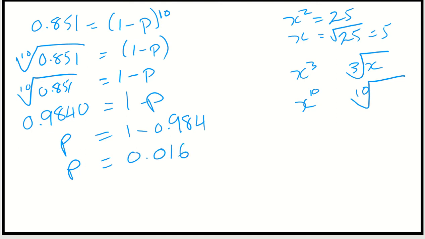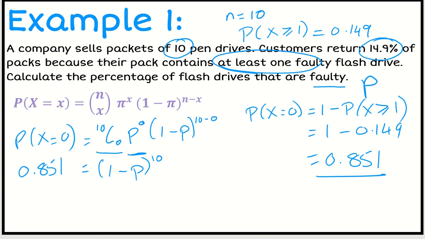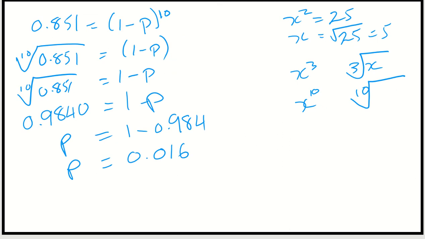0.016. Now if I jump back to the question itself, it said calculate the percentage of flash drives that are faulty. So let me turn that into a percentage. Multiply that by 100, and that's going to give me 1.6%. So 1.6% of drives are faulty.